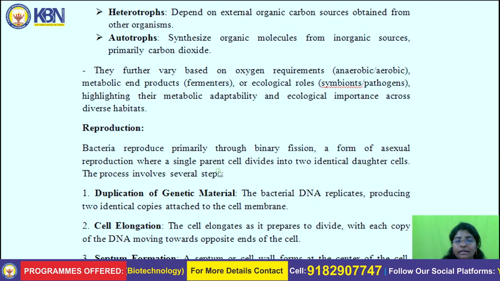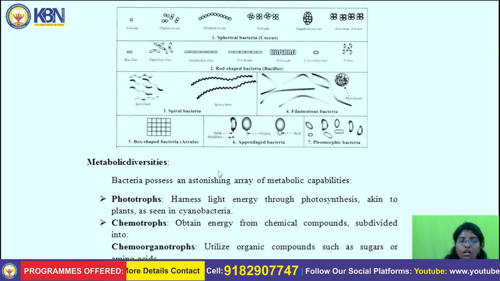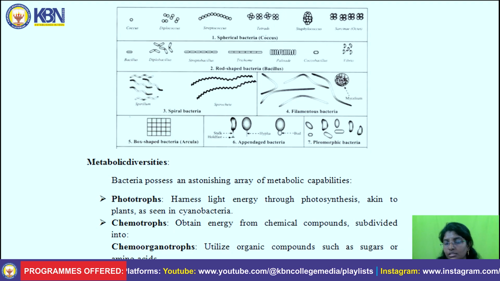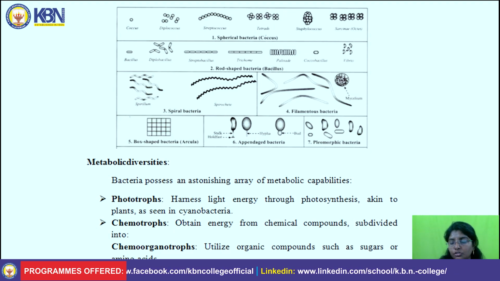The metabolic diversities of bacteria: the phototrophs take light energy through photosynthesis, as also seen in plants, for example cyanobacteria. And the chemotrophs obtain energy from chemical compounds, and they are subdivided into two types, chemoorganotrophs and chemolithotrophs.